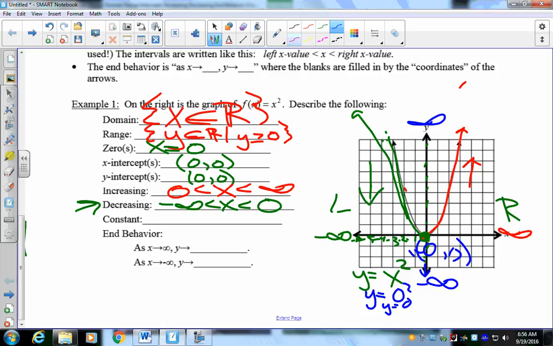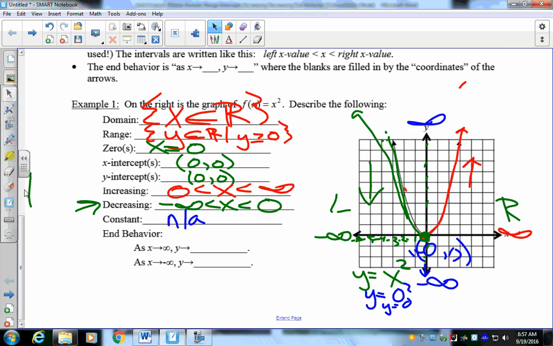Now constant. Constant is where you have a plateau in the graph, which we don't have here. We don't have any point for which the x's are leveled out. So we can just write NA, or we can put a dash here. NA stands for not applicable. There is no answer for that. All right, end behavior. Okay, so increasing, decreasing, x values.